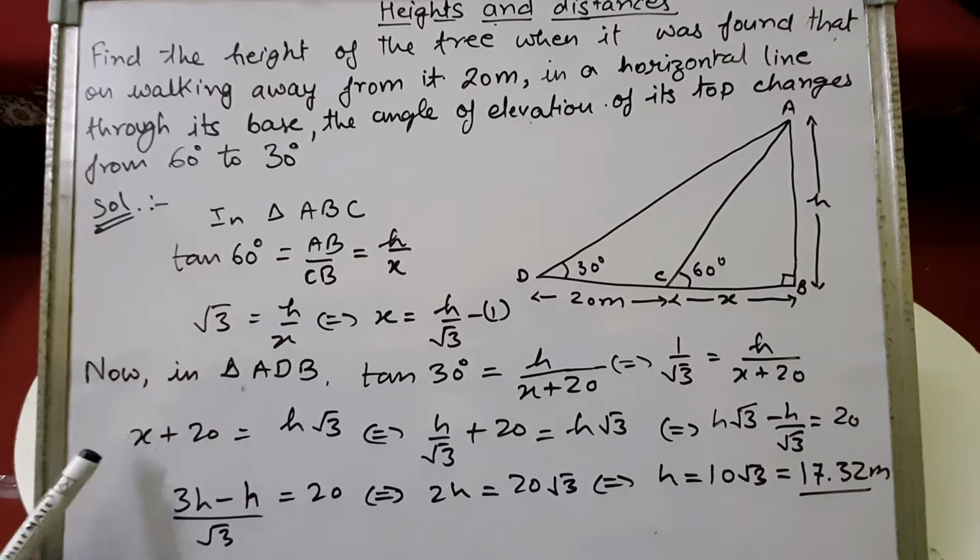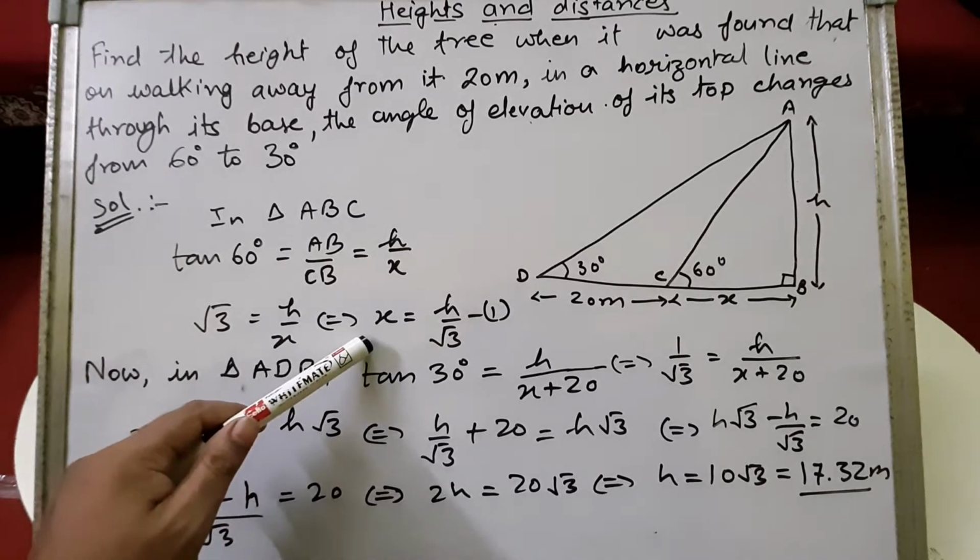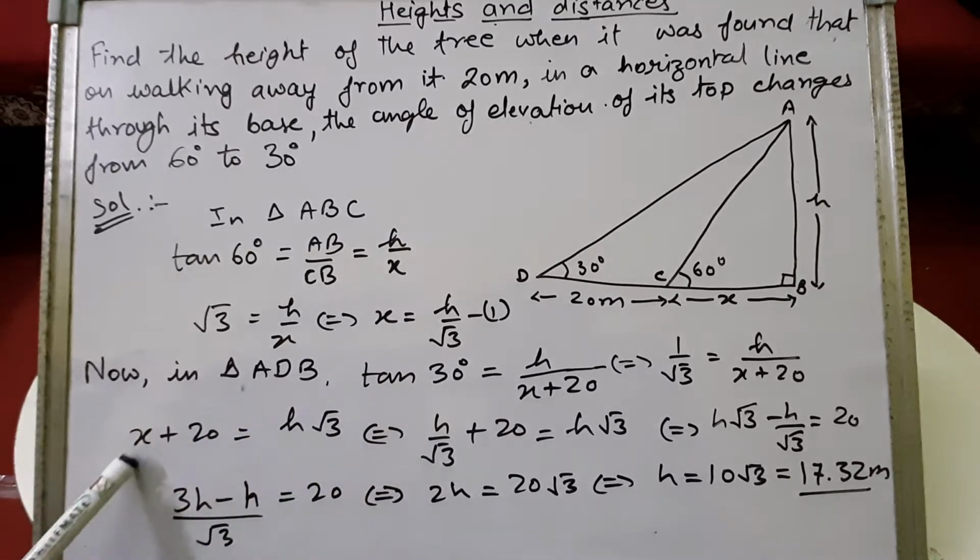And we know the value of X as we have calculated. X is H upon root 3. Now I am substituting the value of X here, H upon root 3. So it will become H upon root 3 plus 20 equals H root 3. Right? Now transfer H to one side. So it will become H root 3 minus H upon root 3 equals 20. Take root 3 as the LCM. When we do that, we'll get 3H minus H upon root 3.